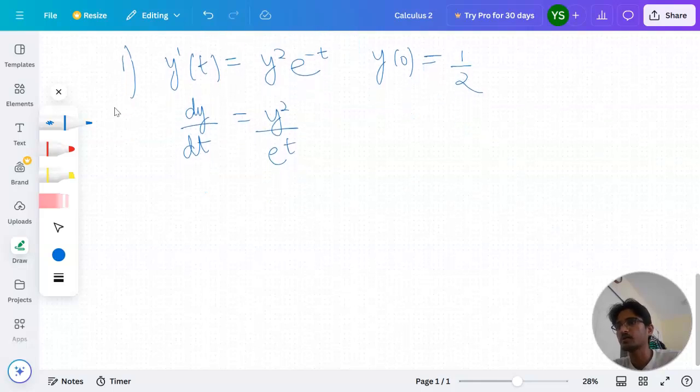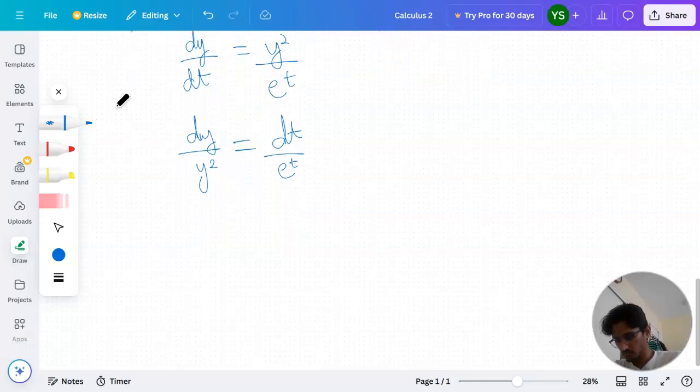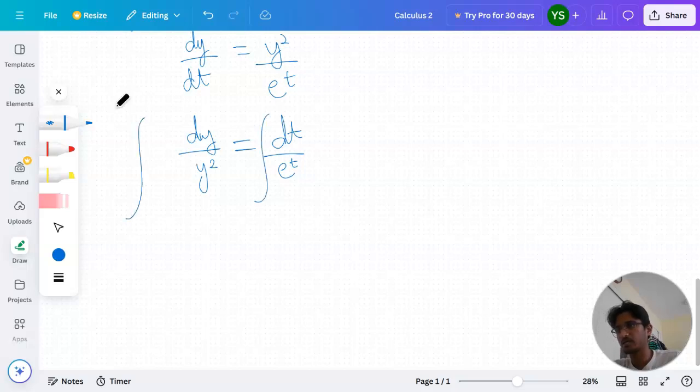Next, what we want to do is get each side to their respective letters. This is dy, so we want to get all the y's to one side. If I divide by y squared on both sides, I get the y squared on the left side. If I multiply both sides by dt, I get dt over e to the t. You could also cross multiply, but do not cross multiply in this situation. You want the dy or dt on the top when you're trying to solve this. Next step, find the integral of both sides.